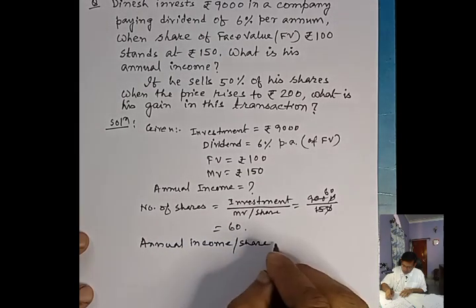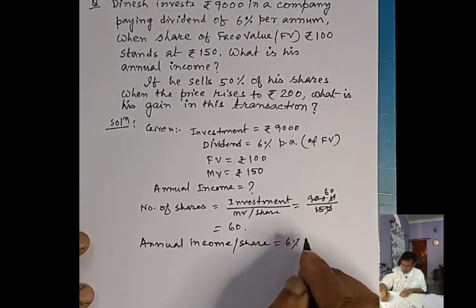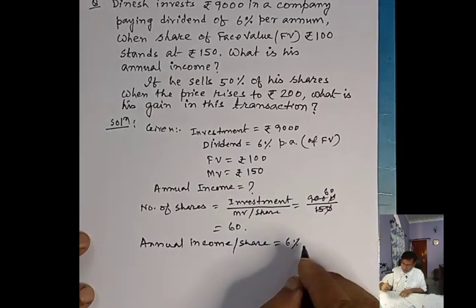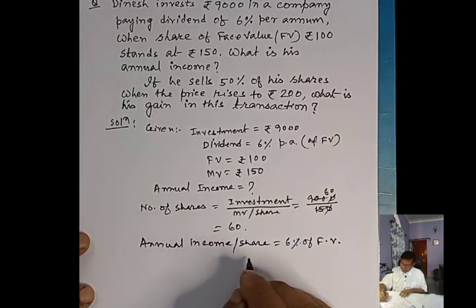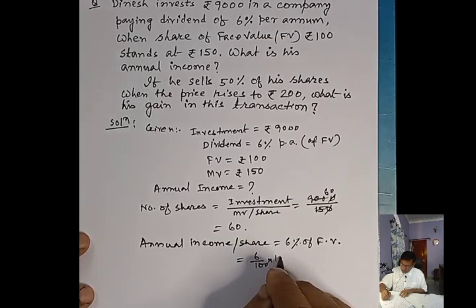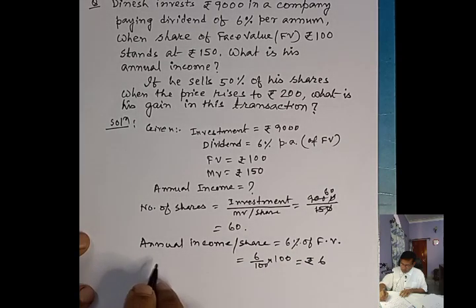Per share, 6% of face value is equal to 6 by 100 into face value, which is 100, is equal to rupees 6. This is the annual income per share. We have found the annual income per share; now we need the total annual income.